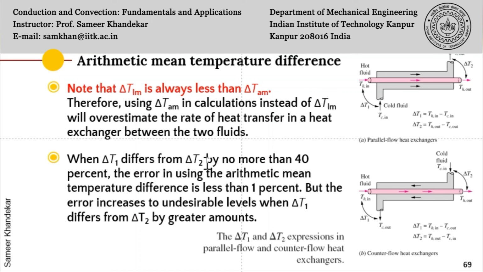Now when delta T1 differs from delta T2 by not more than about 40%, the error in using the arithmetic mean temperature difference is less than 1%. So for small changes in the temperatures, delta T1 minus delta T2, you can indeed linearize the equation and get a reasonable result. But the error will increase to undesirable levels when delta T1 differs from delta T2 by greater and greater amounts. So in general, it is always preferable to use the LMTD and make a conservative, good estimate of the net heat transfer which is desired.